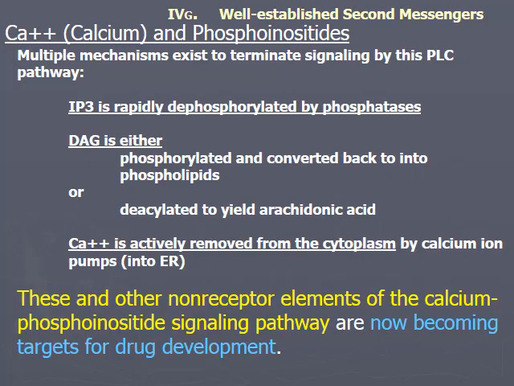And so just like we talked about what happens when an agonist falls off of a receptor that was coupled to Gs that turned on all this cyclic AMP, what happens when an agonist falls off a receptor that's coupled to Gq? How does that stop signaling? Well, first of all, the IP3 gets dephosphorylated by phosphatases, so it's not IP3 anymore. And the diacylglycerol is metabolized. It's either phosphorylated and converted back into a phospholipid, or it's deacylated. But whatever the case may be, it's not DAG anymore. And the calcium that was dumped into the cytoplasm gets actively removed from the cytoplasm by calcium ion pumps back into the endoplasmic reticulum. And so all of these elements of the calcium signaling pathway are becoming potential targets for new drug development.